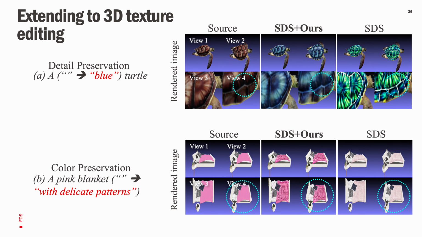Our method can preserve the high-frequency texture on a turtle shell when maintaining texture as desired, as well as retain the color of a blanket while adding delicate patterns when needed.